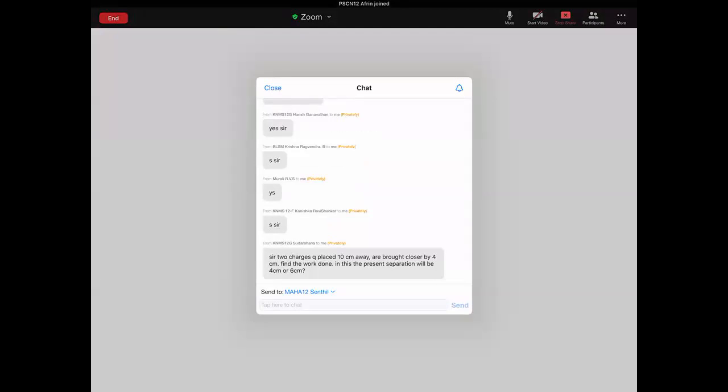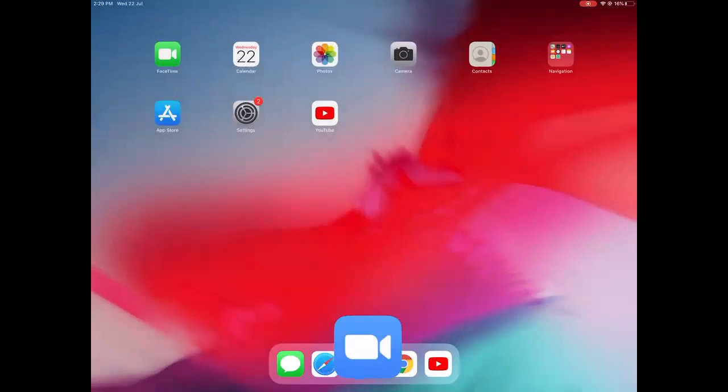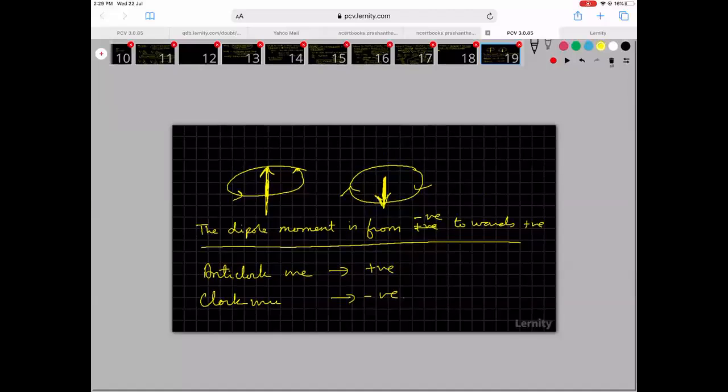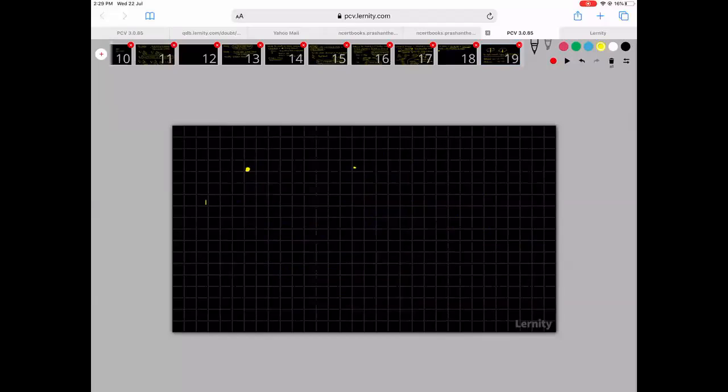So two charges Q placed 10 centimeters away are brought closer by 4 centimeters. Find the work done. In this, the present separation will be 6 centimeters. Closer by 4 centimeters means separation will be 6 centimeters. So how to find out the work done here? The way you go ahead is this. You have one charge here, one charge here. So initial potential energy is equal to K Q1 Q2 by D1. Final potential energy PE final is equal to K Q1 Q2 by D2.